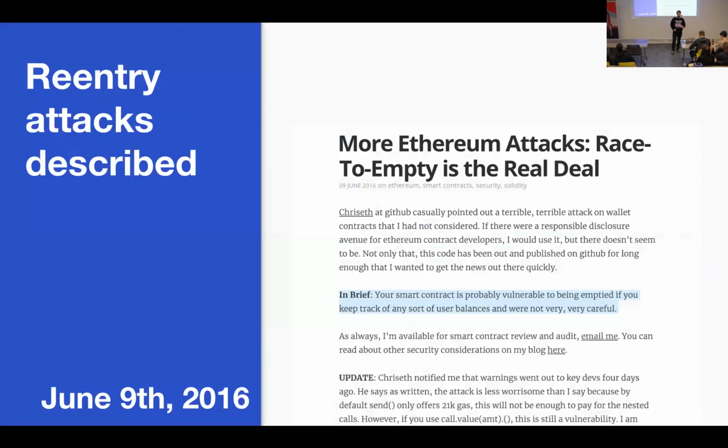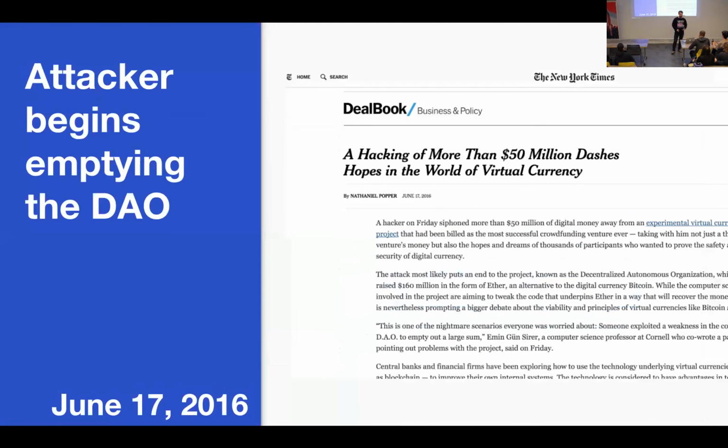This is a great blog post published on June 9th that really described the problem. I think that this is one of the first places where it was brought to light. I think there's some great GitHub issues to be read as well. So it was about a week later, someone read this thoroughly, put their stuff together, and started emptying the contract. It was a very exciting day.